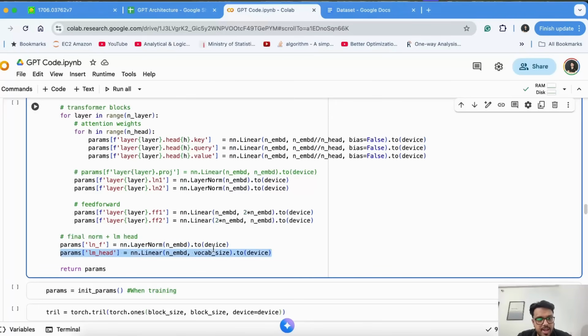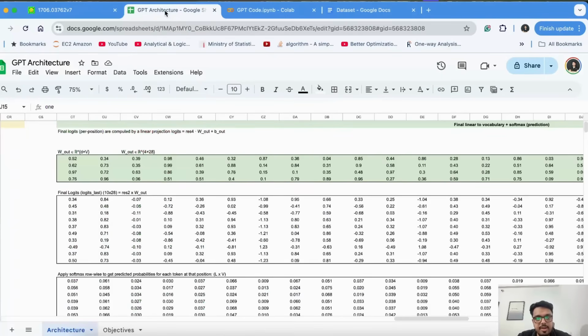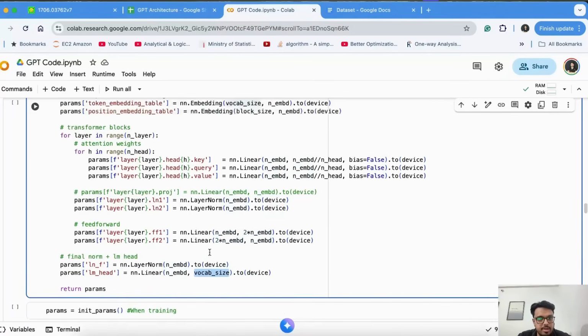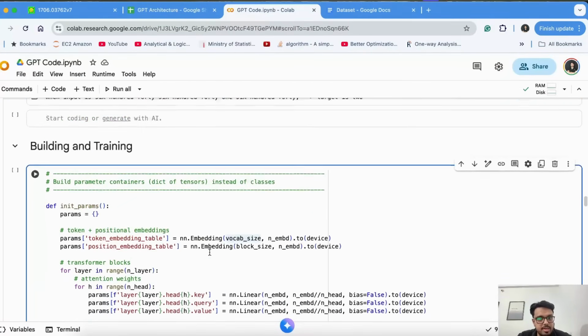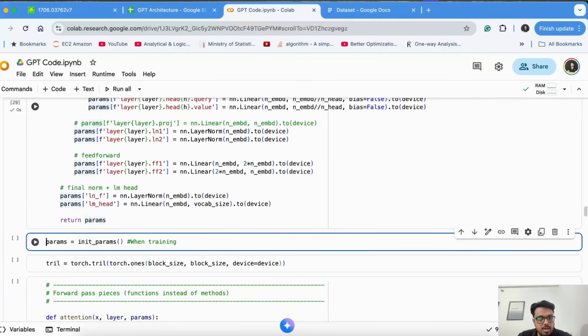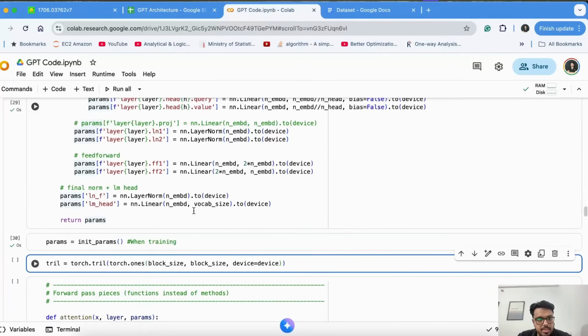And then this final LM head is effectively this particular matrix, the last layer, right, which is D cross V. So 4 cross 28. So n embeddings, which is 4, and vocab size is 28. So these are the parameters that we have initialized. Okay, let's initialize these parameters.